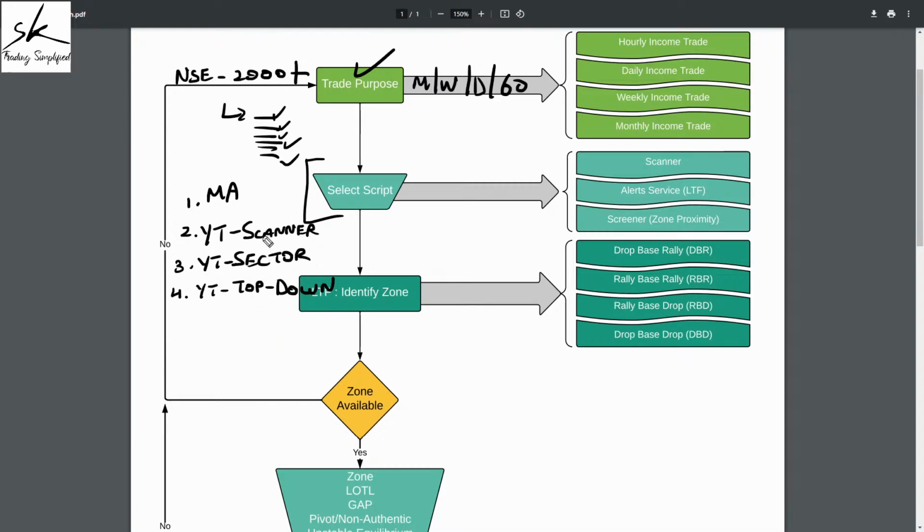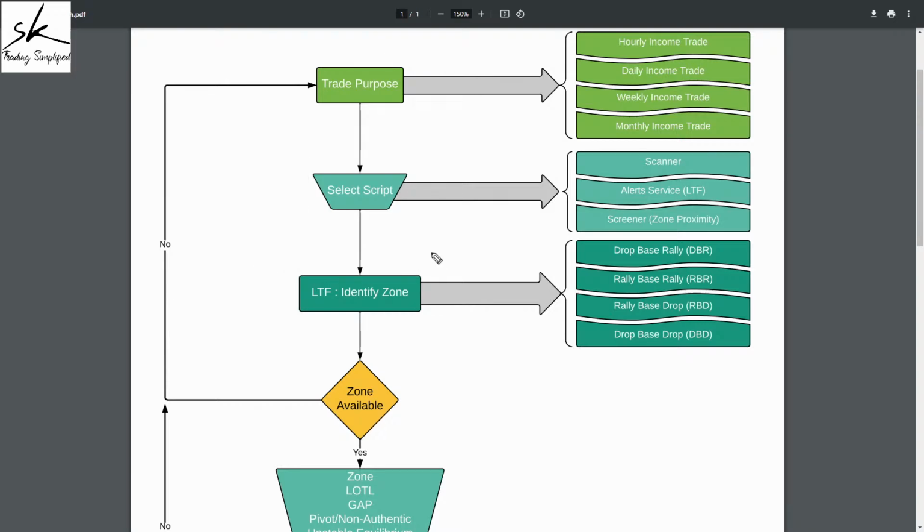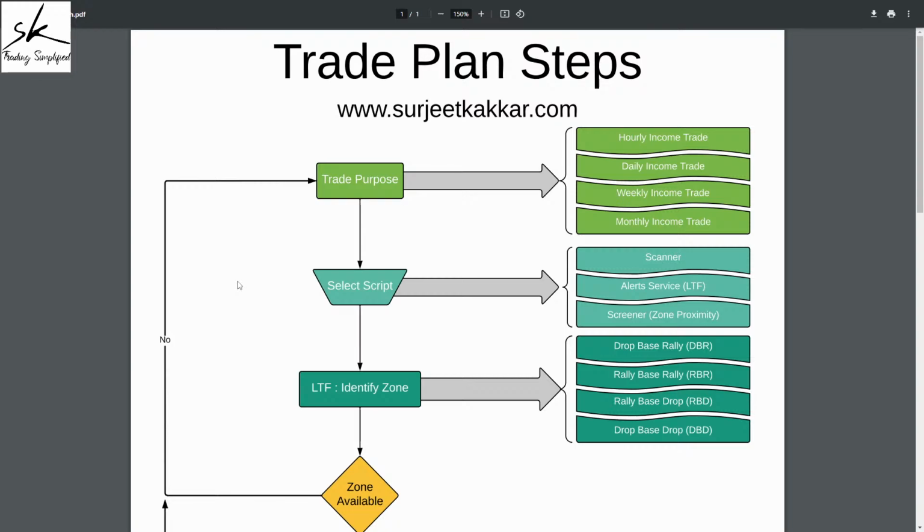You'll be able to find a video on top-down analysis, which can again help you in shortlisting symbols. So these are 3-4 different examples, but you're not restricted only to these 3-4 different ways of shortlisting symbols. Let me show you a few examples here.